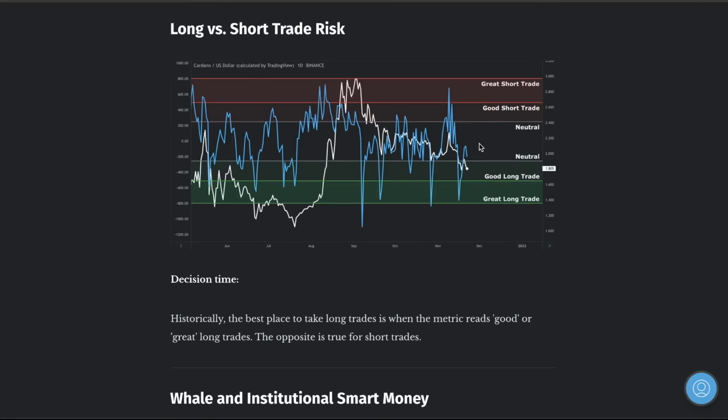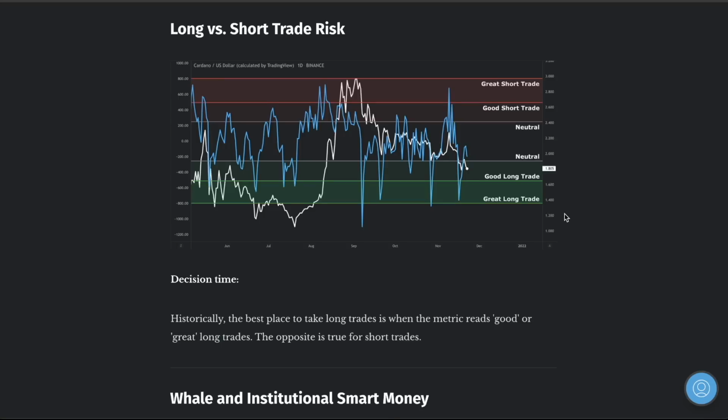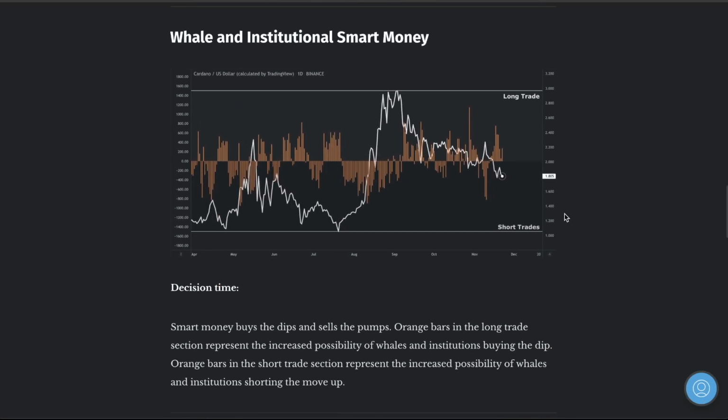Long versus short trade risk. We are still sitting in the neutral section right here with the blue line. The blue line is the metric. The white line is simply the price, okay? I am not looking to enter in any trades right now. I want you guys to be using the buy limits, and I'll show you that in just give me 30 seconds here.